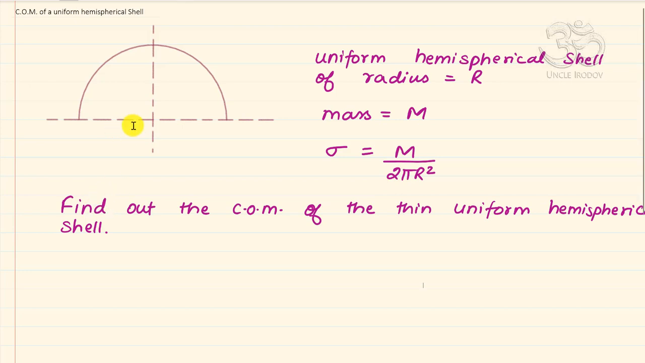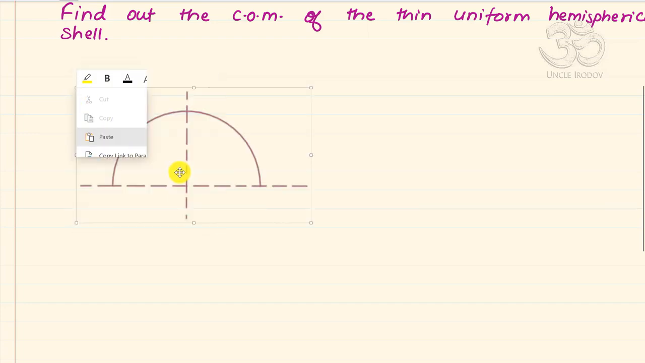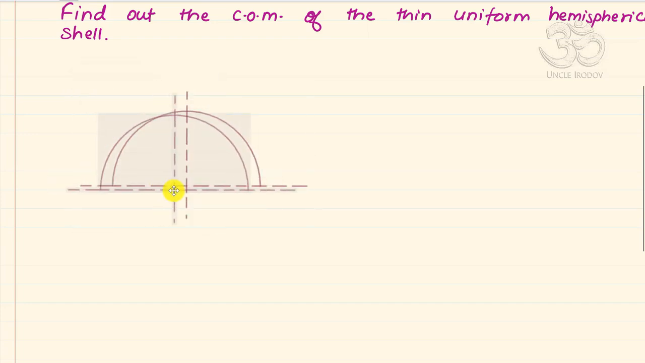Now, whenever we have to integrate on a hemispherical surface, or maybe a spherical surface, and it's a shell, it's not solid, then we can take ring elements. So what we do is we take ring elements in the following manner. Take some radius, let's take this radius that makes an angle theta with the horizontal diameter.